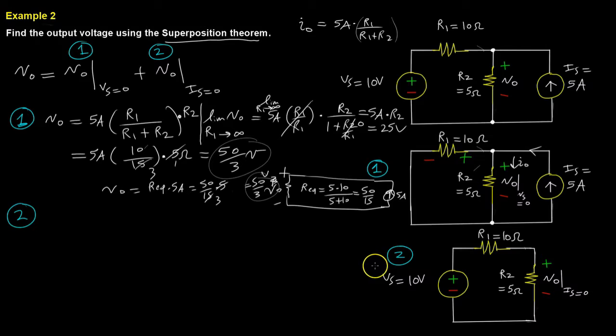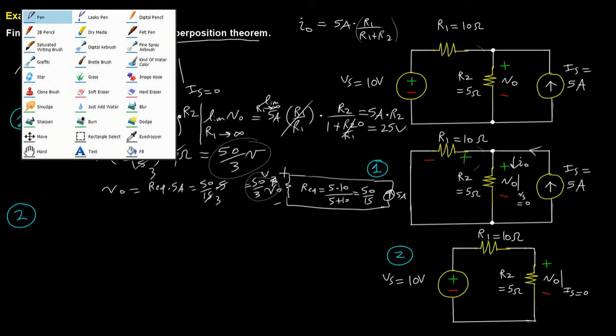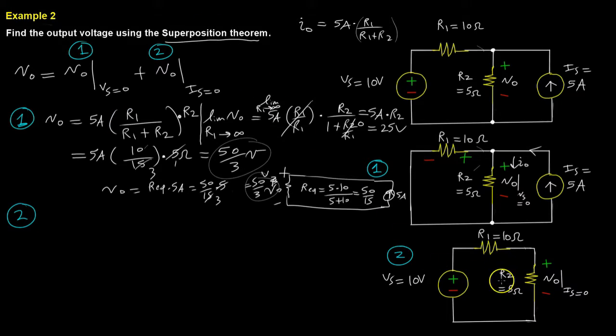So looking at the second section of this superposition problem, we have to then simply apply a voltage divider. So this is Vout when the voltage source is equal to zero. So let's keep that in mind. Then we find Vout when the current source is equal to zero. And you can see I've taken it out here. And we can simply do a voltage divider.